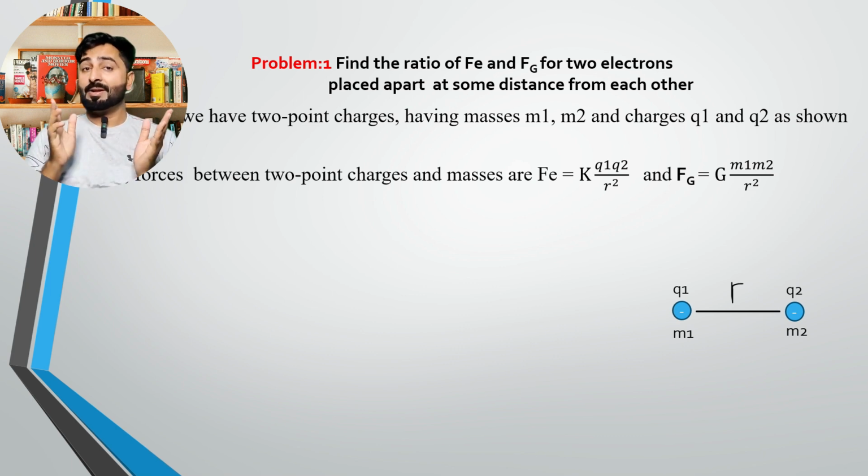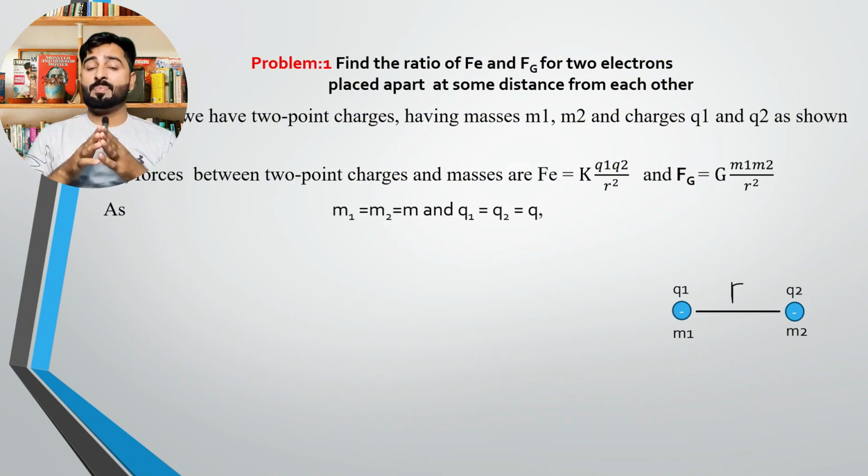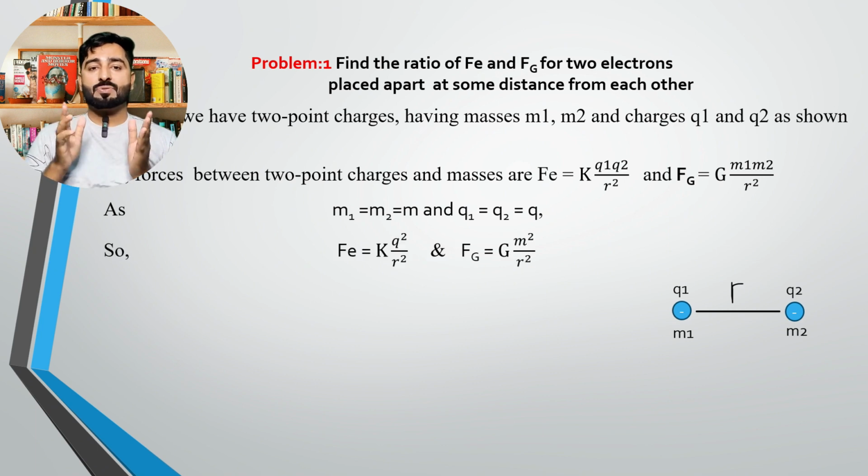As here both are electrons, they will have the same mass and the same charge. Then m1 is equal to m2 is equal to m, and q1 is equal to q2 is equal to q. Then the relations for the forces will become Fe is equal to k q square over r square, and Fg is equal to G m square over r square. And then the ratio will become k q square over G me square.